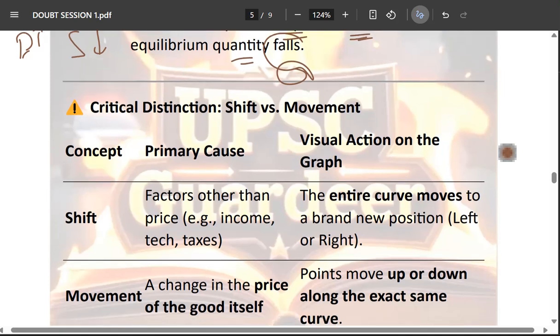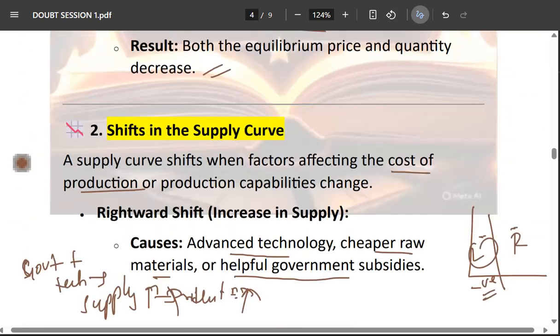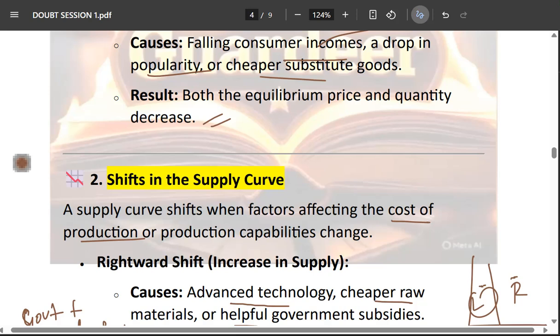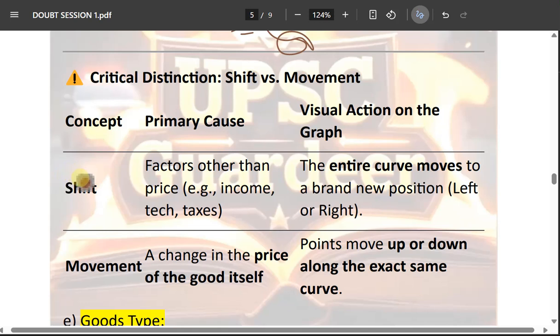The critical distinction we have to make is when they say shift in curve or movement in curve, there's a difference. When they say shift, it is different from movement. Listen to me carefully. When there is a shift, this is the graph, it will move: either the graph will shift to the right or shift to the left. This is the original position, this is left.